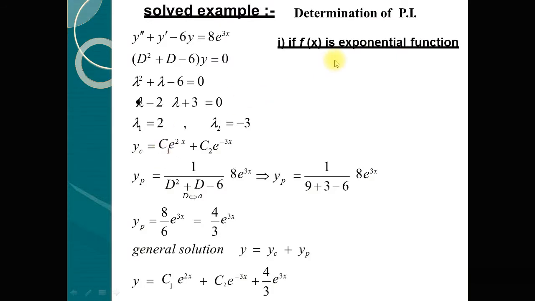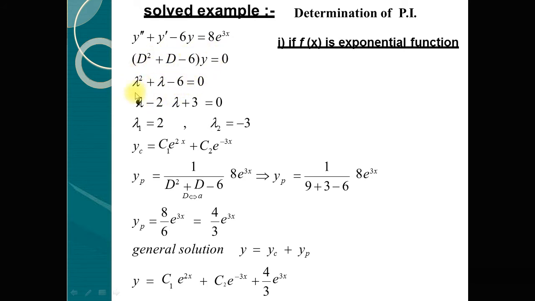Now suppose example number 1, for case number 1, when the right hand side function is in exponential form. You see here y double dash plus y dash minus 6y is equal to 8 e power 3x. Now for the complementary solution, first of all write this differential equation equal to 0: d square plus d minus 6 into y is equal to 0. And for the auxiliary equation, lambda square plus lambda minus 6 is equal to 0. Y equal to 0 is the trivial solution for this homogeneous part. Now we have to find the non-trivial solution for the homogeneous part.